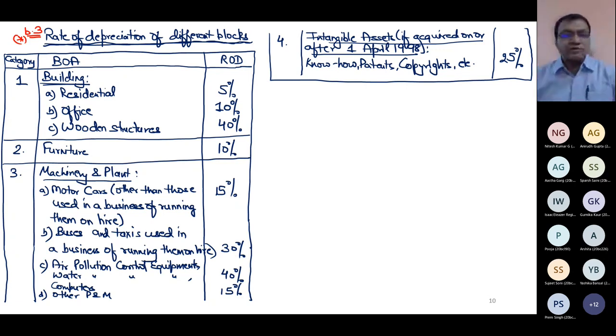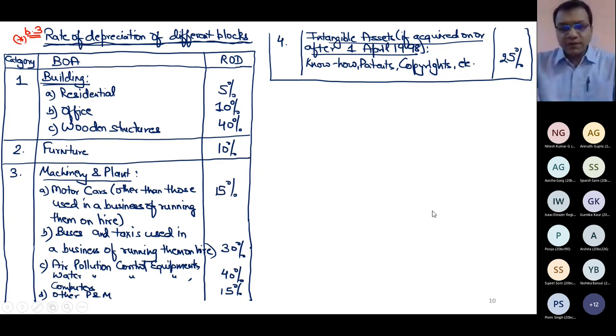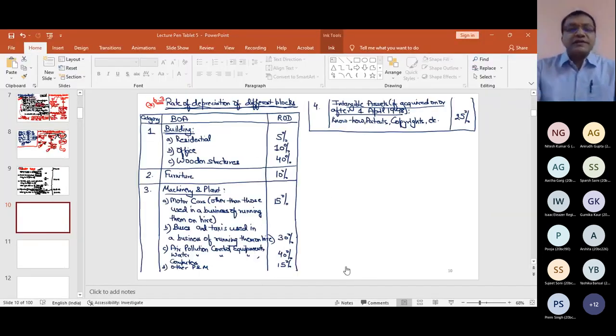Building, furniture, machinery and plant, intangible asset. The real list is a long list, but for your level you must remember these rates at least. Please raise your hand if this rate is also clear. Now you can compute depreciation easily.